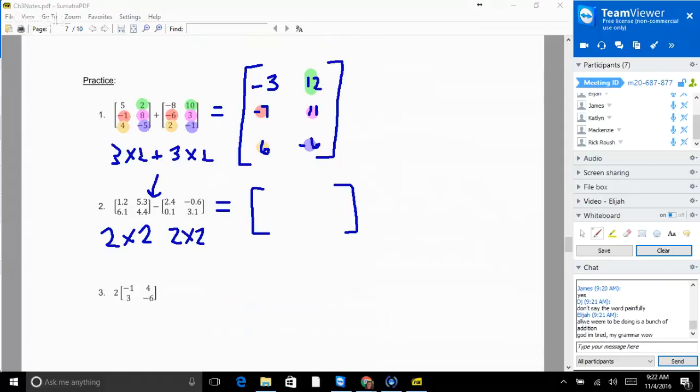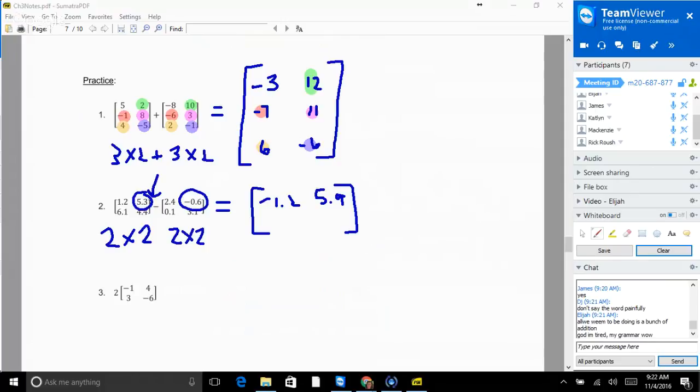Our first row, first column has 1.2 minus 2.4. Okay, so I end up with -1.2. Our first row, second column has 5.3 minus -1.6. So that's like adding 1.6, right? So we're going to get 5.9.